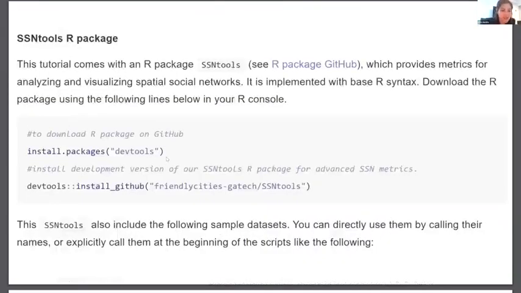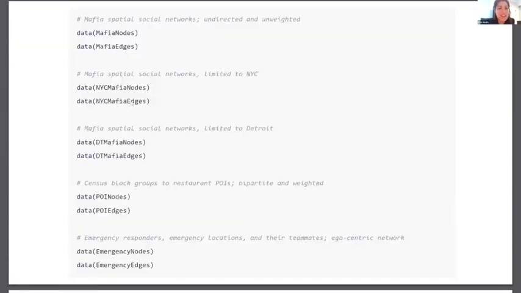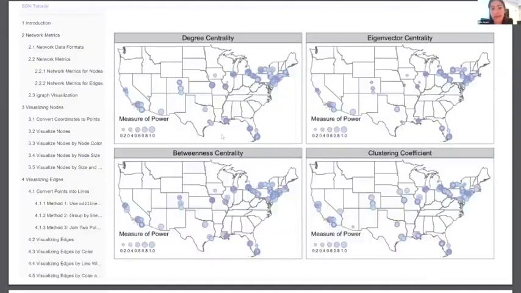So to install the package, you go with the dev tools here. That's just how it works. And we preloaded the data sets that we talked about. The Mafia nodes and edges are in there. We have restaurants in Atlanta that are geolocated in here. And then we have a synthetic emergency data set that's in here too. And I think the food sharing network has been loaded. So it comes with its own data.